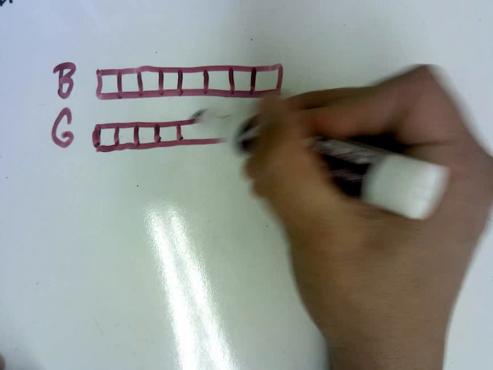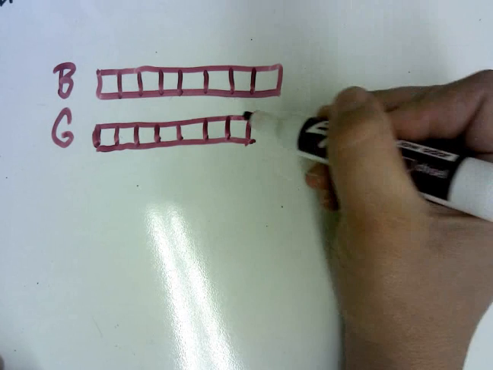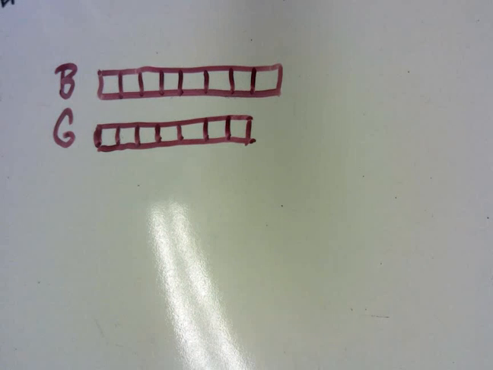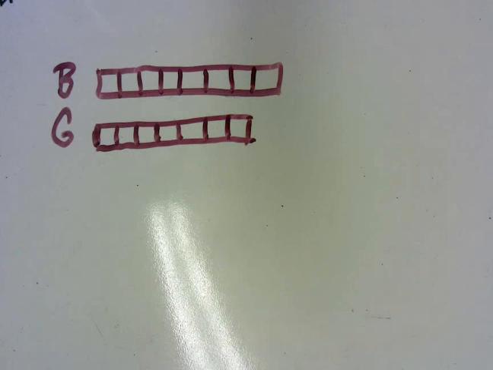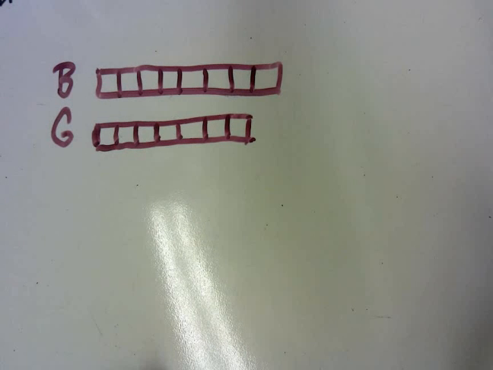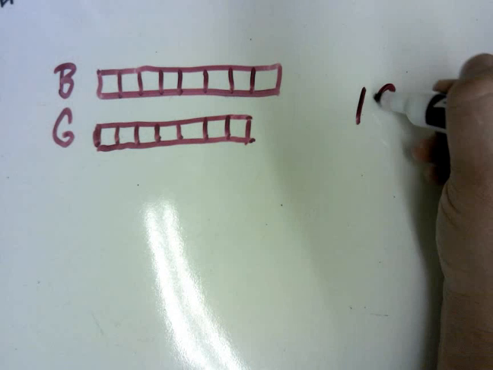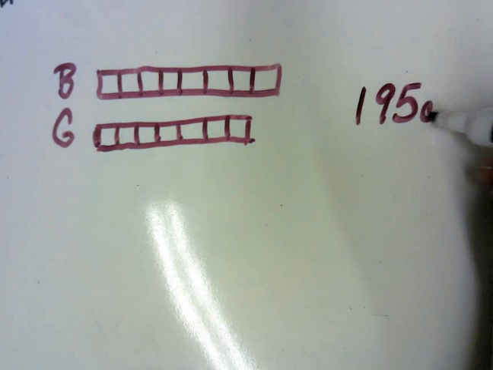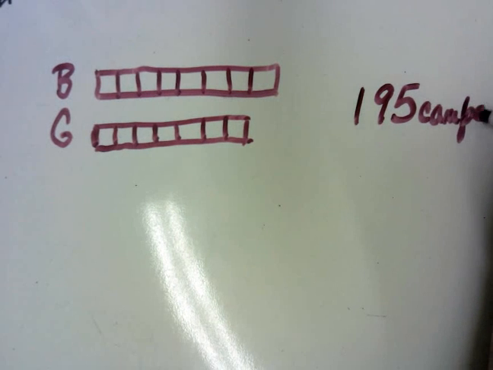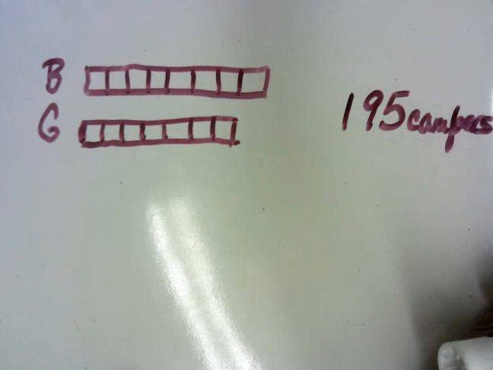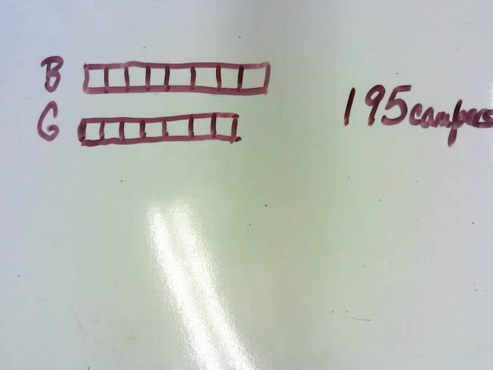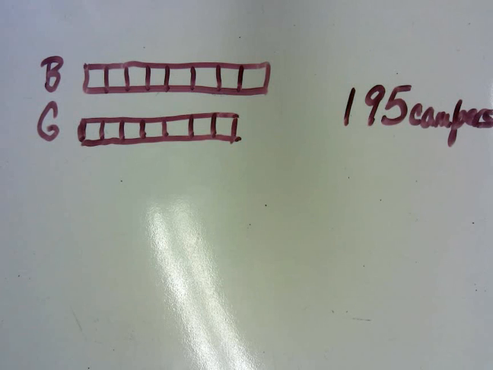So we have a ratio of 8 to 7, boys to girls, okay? It says if there were a total of 195 campers, so there are 195 people that are camping, okay? And there they are, and that's the boy to girl ratio. How many boy campers were there? That's the actual question. The first question is how many boys were there, how many girls.